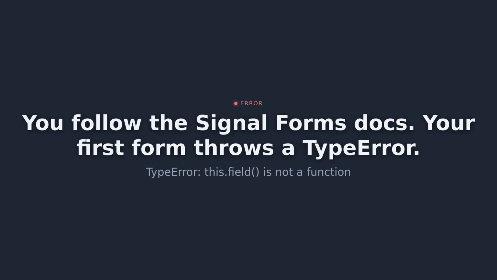You drop reactive forms, follow the Signal Forms docs, but your first Signal form throws a type error before it even renders. It kills your momentum, wastes hours of debugging time, and the official docs offer zero help. You'll see every wall that kills Signal Forms builds and exactly how to get past each one.